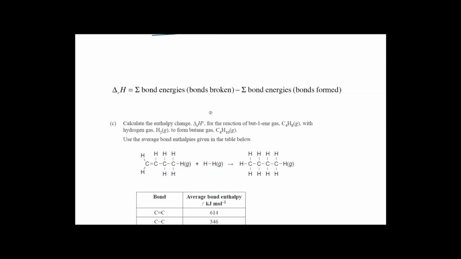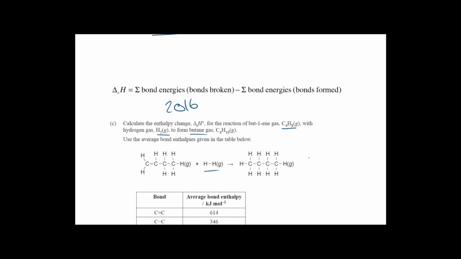So this first example is from 2016. It's the NCEA exam, although there's lots and lots of similar ones that I've seen out there. So we're asked to calculate the enthalpy change for the reaction of butene gas, so 4 carbons with a double bond, C4H8, and hydrogen gas H2, into butane gas, which is just a straight carbon single bond chain with hydrogen. How are we going to work that out?